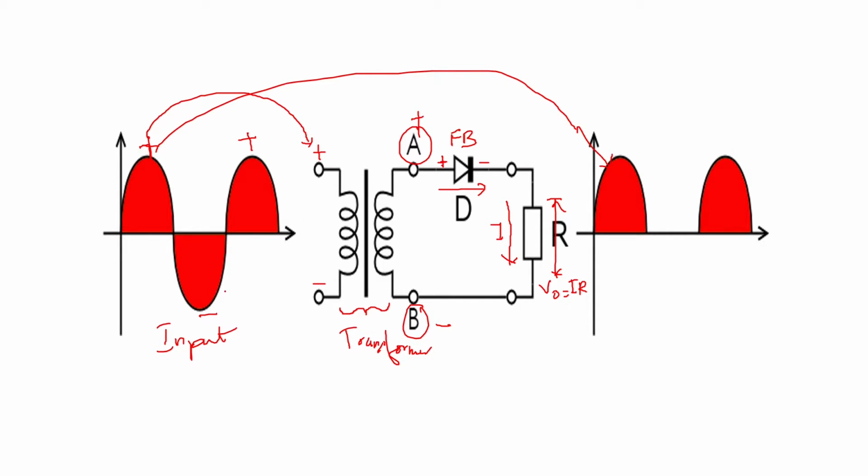When the input is a negative half cycle, the top terminal becomes negative and the bottom terminal becomes positive. So point A becomes negative and point B becomes positive. The diode anode will become negative and the cathode will become positive. It becomes reverse biased.